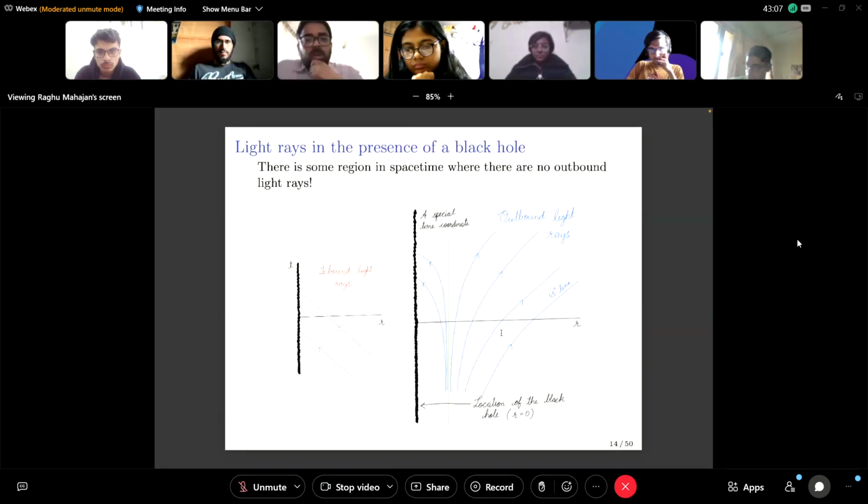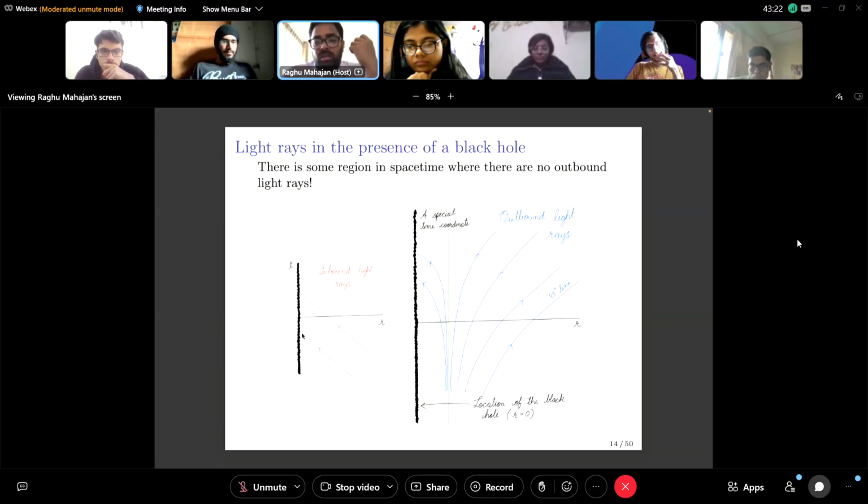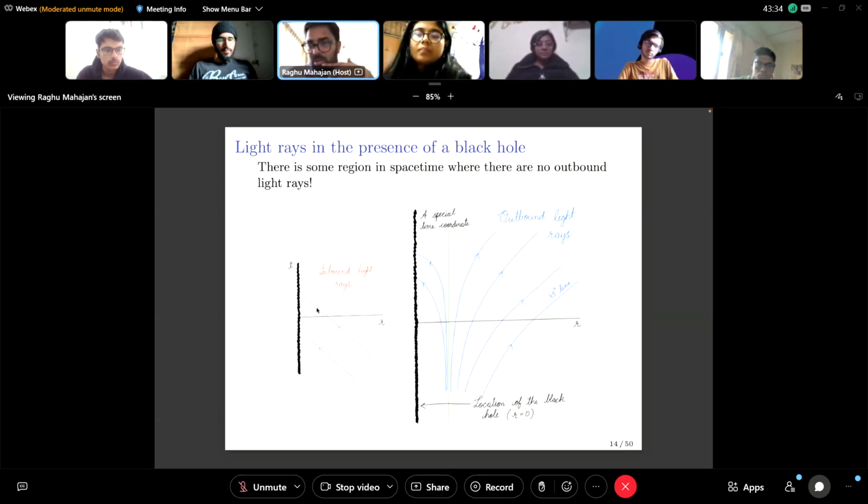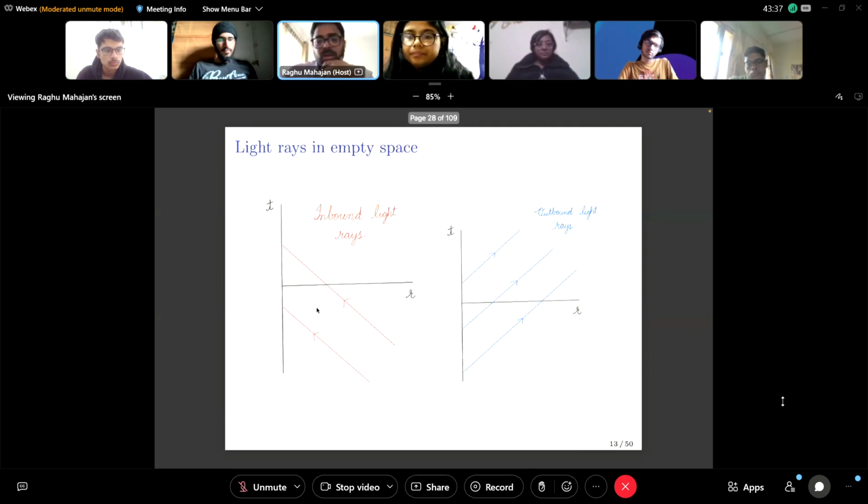All right. So now let's look at the same thing in the presence of a black hole. Here, the black hole is at r equal to 0. So it's a point mass in Einstein gravity, and this thick black line is the locus of that point mass. And these red light rays are the inbound light rays, the ones coming in towards the black hole. Nothing special happens to this figure on the left. That is the same as before.